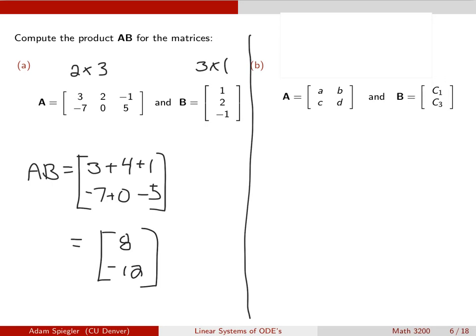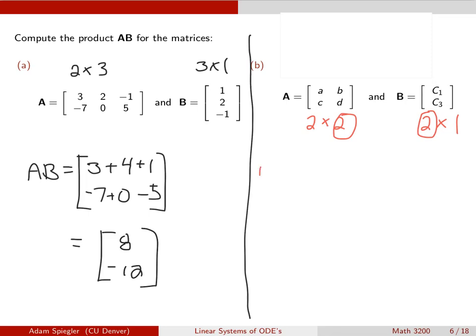In the next example, B, we now have A as a 2 by 2 matrix. So when we have the same number of rows and the same number of columns like this, for pretty obvious reason, we call this a square matrix, because that rectangle is actually a square when the rows and columns are the same number. And then in B, we have this 2 by 1 matrix. We have 2 rows and 1 column. So again, because we have the same number of columns in A as we do rows in B, this product is going to work.